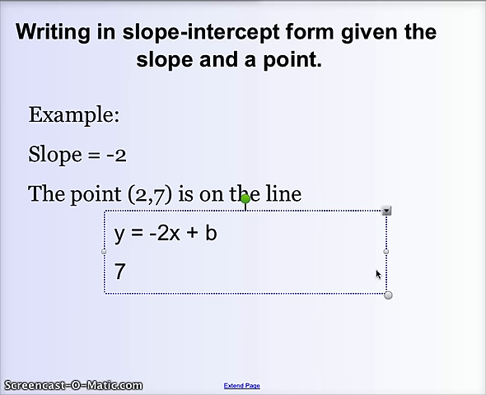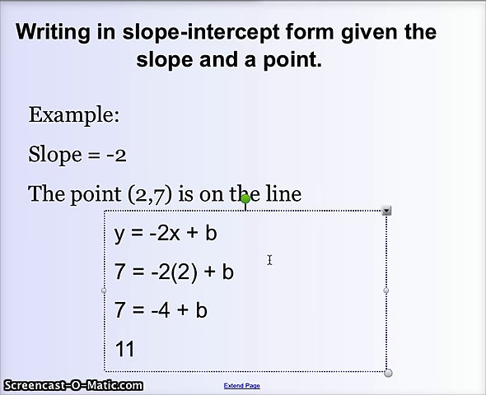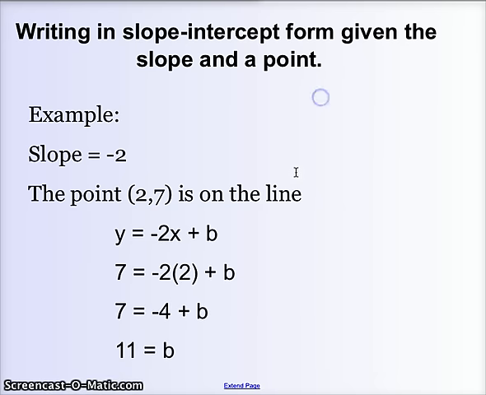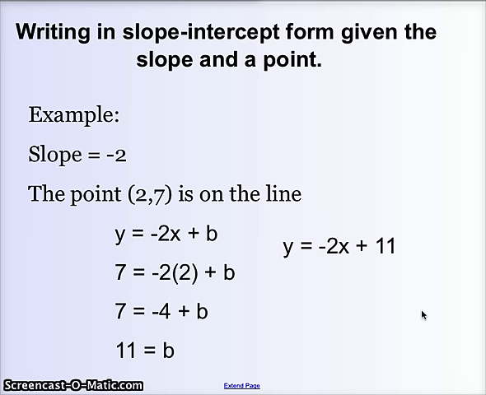Y is 7 equals negative 2 times x is 2 plus b. Well, now I have 7 equals negative 4 plus b. And to get b by itself, I can add 4 on both sides, giving me 11 equals b. Now, to write this in slope-intercept form, now that I know what b is, I can say y equals negative 2x, that was the slope I was given, plus 11, and there I have it in slope-intercept form.